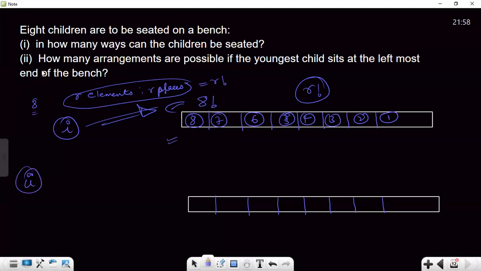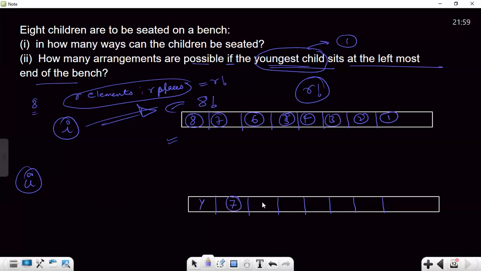In the second part, we have to find out how many arrangements are possible if, now there is a special case, the youngest child sits at the leftmost end of the bench. The youngest child will be only one, as a superlative degree: the best is one, the worst is one. So the youngest child sits here on the leftmost end. Now how many children were there? There were 8 children, out of which one has been seated. How many children are left now? 7. So how many choices to fill this particular space?